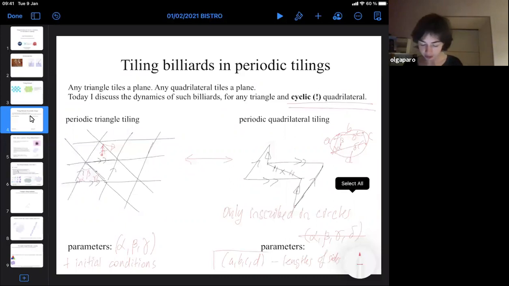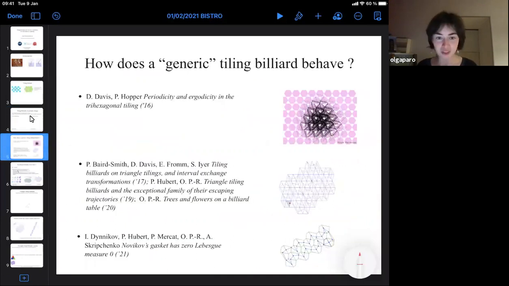So I would like to speak about the dynamics of these two systems. There are two reasons I have chosen these two systems. The first, I know the most about these two systems. And the second, generally in the community, we don't know much more. So the only three cases which are more or less understood of the dynamics of tiling billiards are the tilings I mentioned, triangle periodic tiling, cyclic quadrilateral tiling, and there is another paper by Diana Davis and Pat Hooper on the dynamics of the trihexagonal tiling. So a tiling made by hexagons and equilateral triangles.